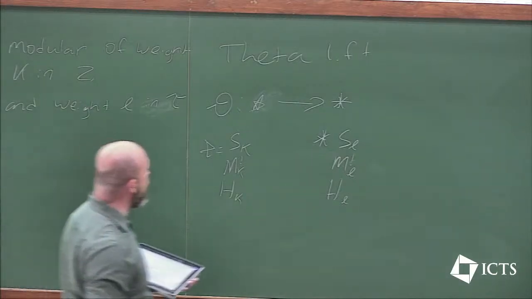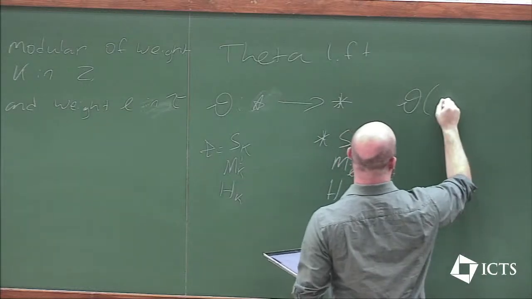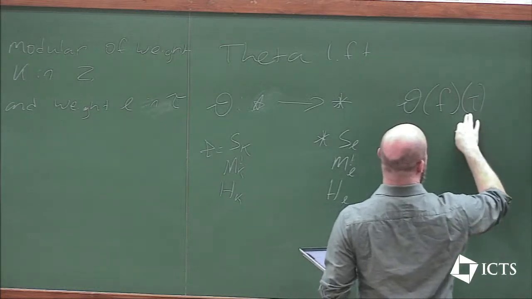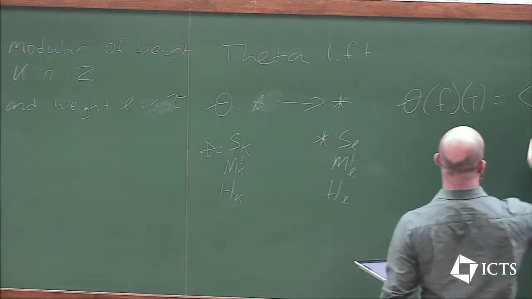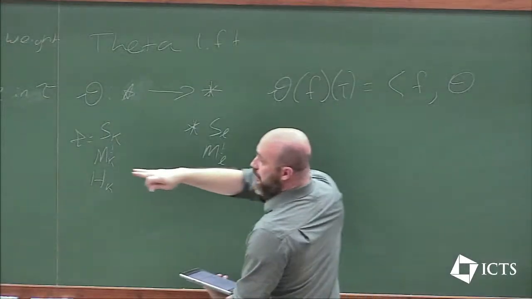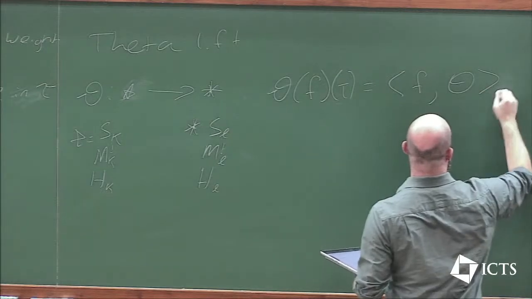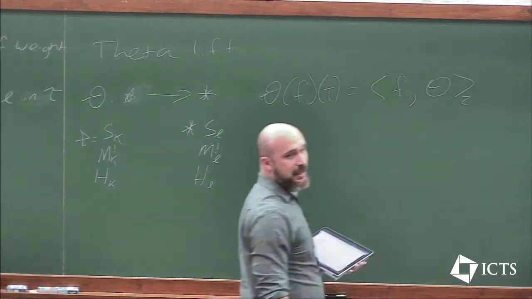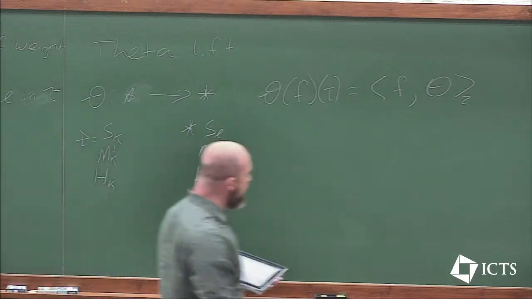And the way that this is going to work, this operator of some input function f, we're going to think about this as a function of the variable tau. This is going to be an inner product of f against this theta function, the theta kernel there. And this inner product is going to be with respect to the z variable. Okay.